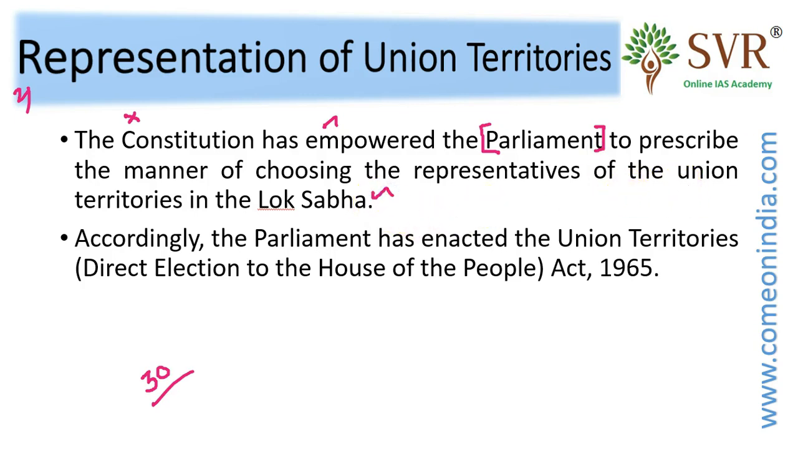Accordingly, the Parliament enacted the Union Territories Direct Election to House of People Act of 1965. And now, by this act and the procedure prescribed by it, the members of the union territories are selected to the Lok Sabha. This process is carried out by the Election Commission of India.